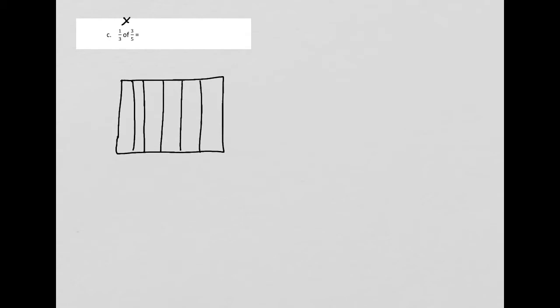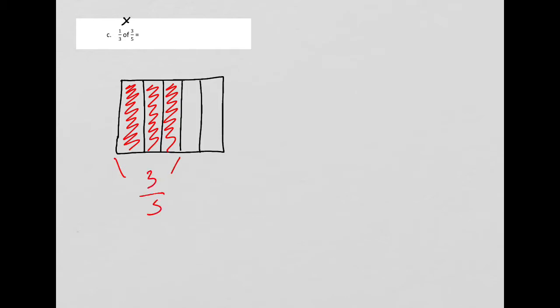I like to think of this almost as like my brownie sheet. 1, 2, 3, 4, 5. Oops. 1, 2, 3, 4, 5. Okay, so there are my fifths. And I'm going to show 3/5. So like I have 3/5 of a pan of brownies. So that right there is my 3/5.